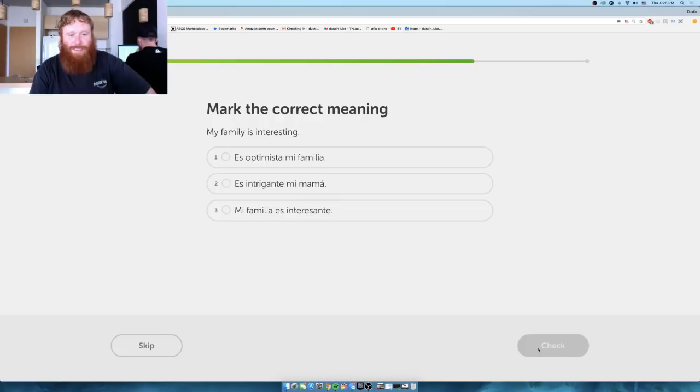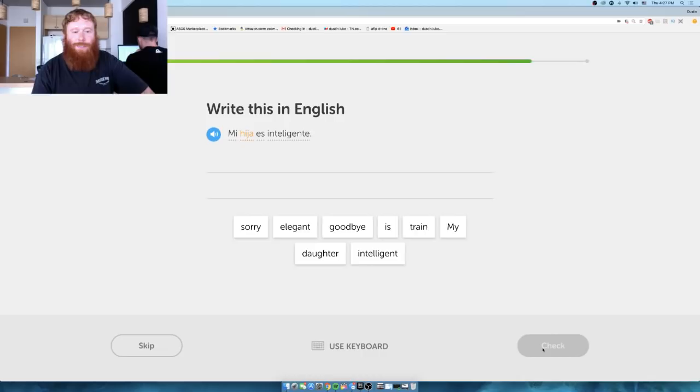Mi familia es excelente. Mi familia es interesante. I should practice pronouncing these. Mi hija es inteligente. Oh, my hija, my daughter. So hijo is son, hija is daughter. Yeah, I gotta memorize that. Inteligente, intelligent.